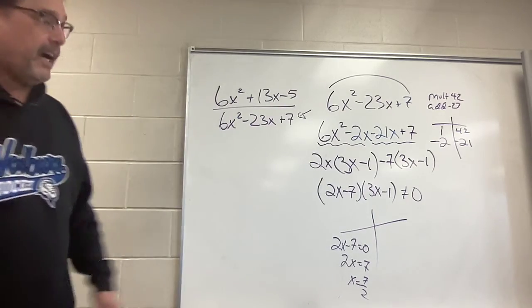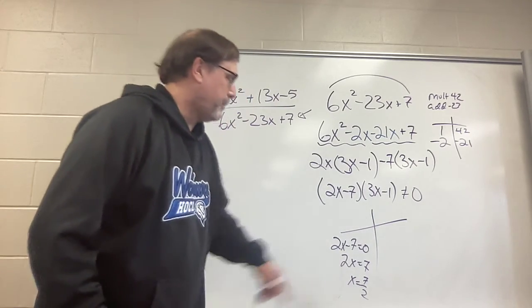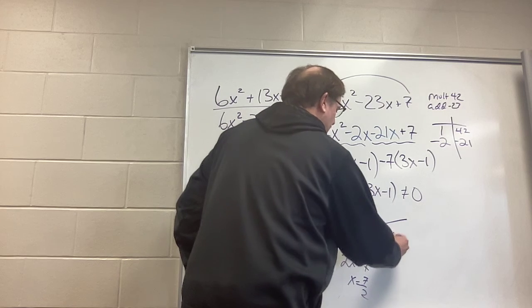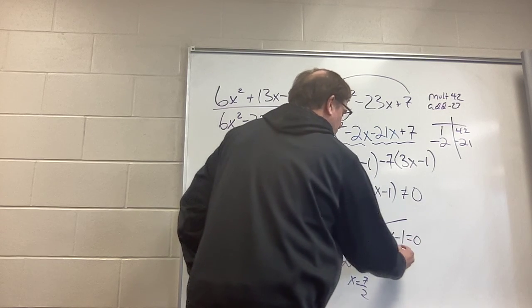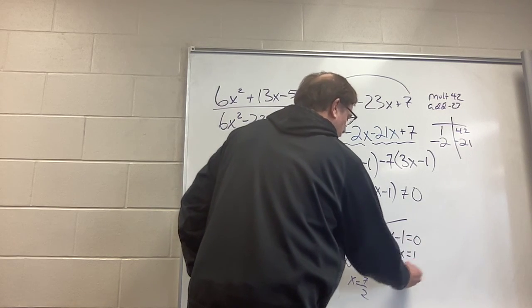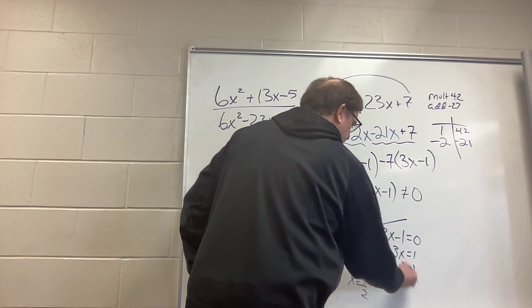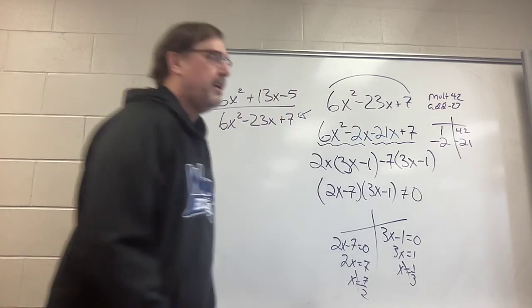All right. I said 2x minus 7 equals 0. Took it away to put it back. And these are the values. It cannot be. X cannot be 1/3. X cannot be 7/2.